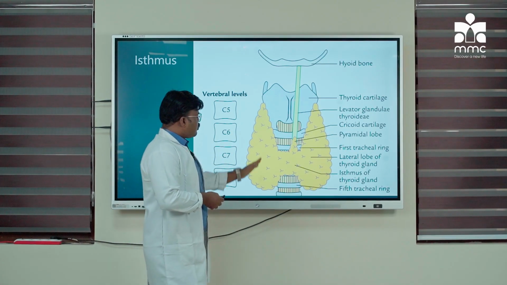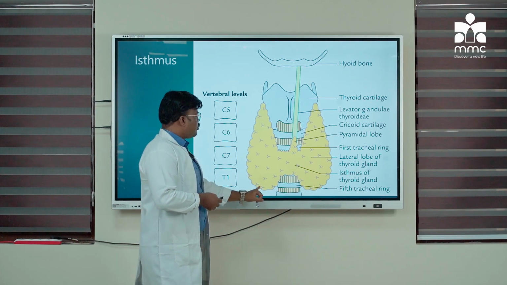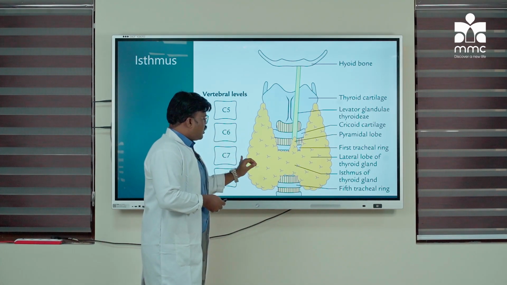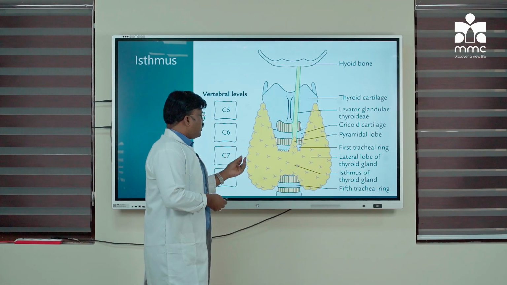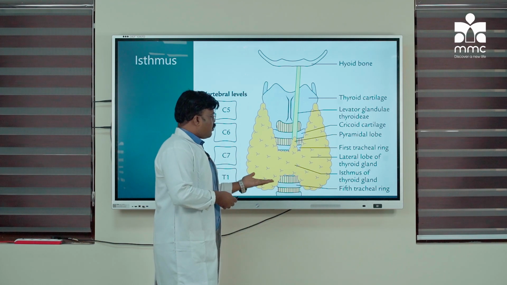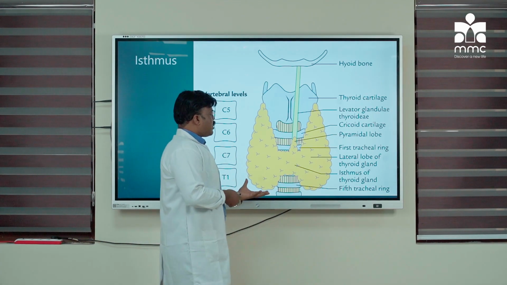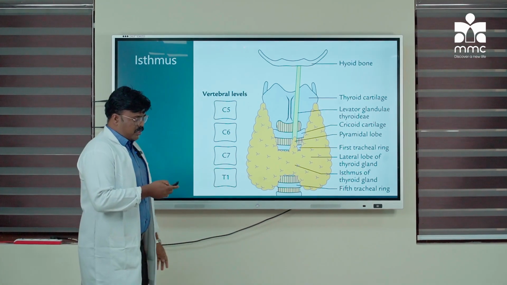When you come to the measurement of the lobes, it measures 5 centimeters in length, 3 centimeters in breadth, and 2 centimeters in thickness. It weighs about 25 grams. Anything beyond this size leads to the condition that we call goiter.